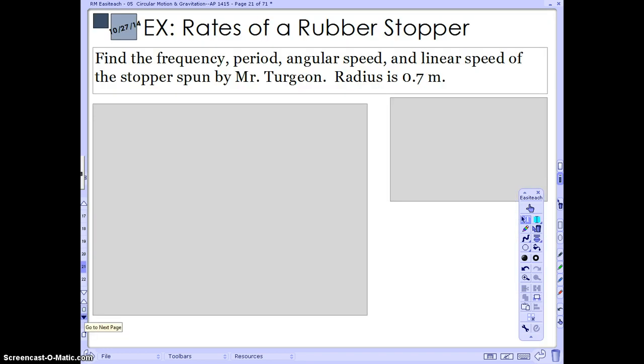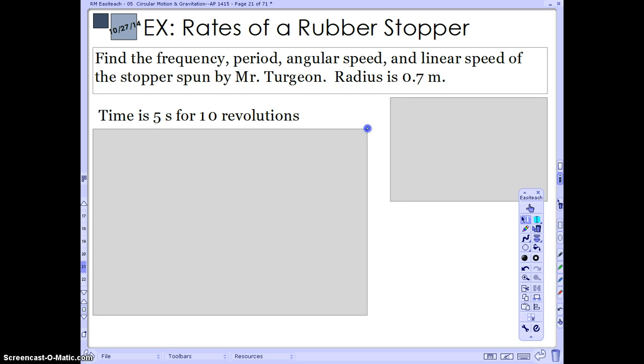So here's an example. Let's say Turgeon's spinning rubber stopper. The string is 0.7 meters long. Let's find the frequency, angular speed, linear speed. First thing, you need some information. Let's say we time it. All right, there wasn't enough information. You would be given this in a problem. I should have said that. So the time is 5 seconds and we count 10 revolutions. Okay, fine.